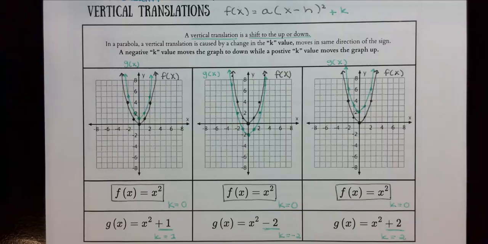We even took a moment to talk about a horizontal translation, which doesn't reflect, doesn't compress or stretch your graph, but it moves your vertex from the left to the right. So the last thing we're going to talk about is a vertical translation. So if we can move a graph to the left and to the right, we can also move our graph up and down. So that's what a vertical translation is, moving a graph up or down.